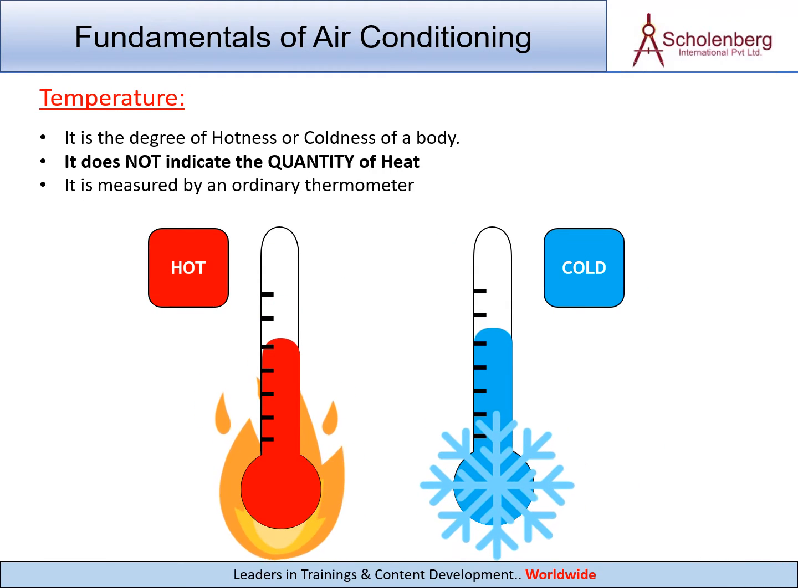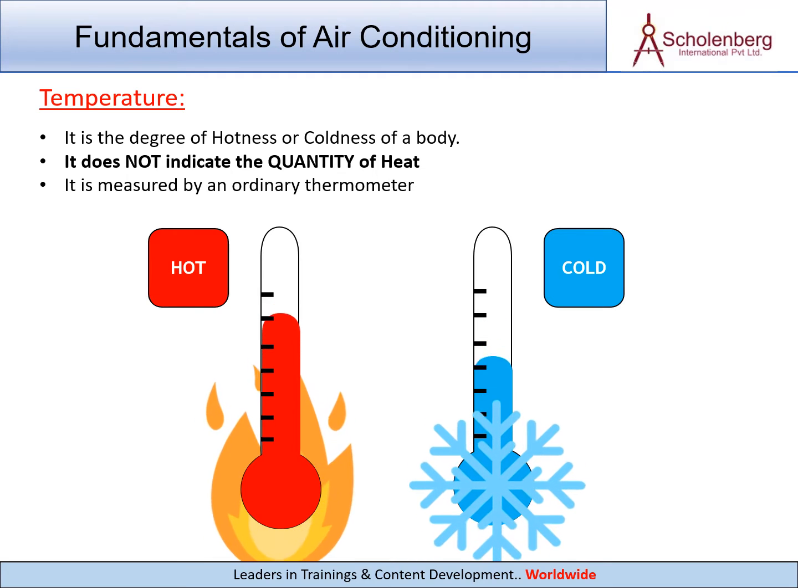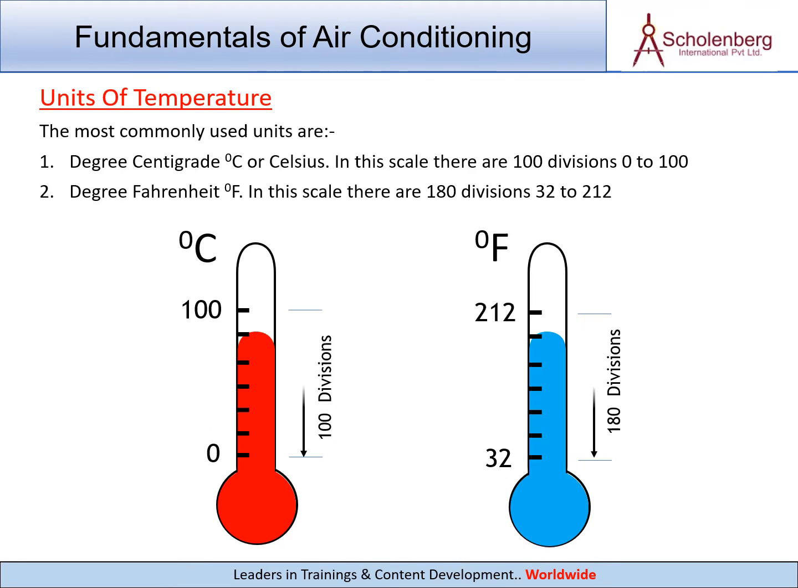Temperature. It is the degree of hotness or coldness of a body. It does not indicate the quantity of heat. It is measured by an ordinary thermometer. Units of temperature. The most commonly used units are degree centigrade or Celsius. In this scale there are 100 divisions, 0 to 100. Degree Fahrenheit. In this scale there are 180 divisions, 32 to 212.